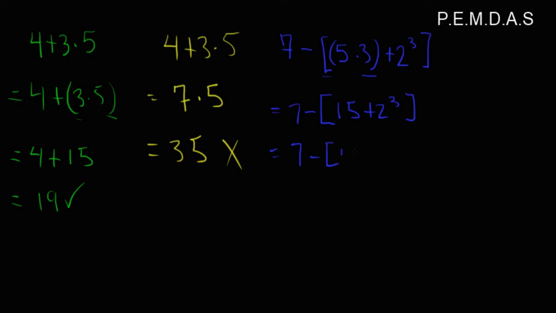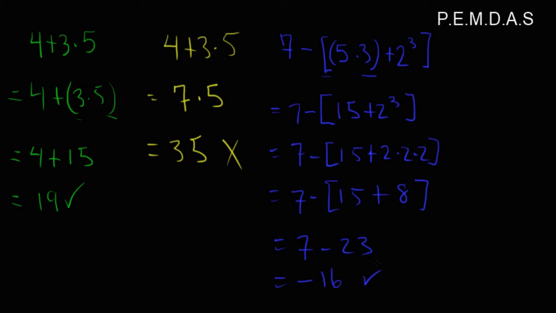So I have 5 times 3, 15, plus 2 cubed equals 7 minus, I have to work the brackets now, so that's 15 plus 2 cubed, which is just 2 times 2 times 2, equals 7 minus 15 plus 8. 2 times 2, 4. 4 times 2, 8. So it's 7 minus 23 equals a negative 16. Let's look at another example.